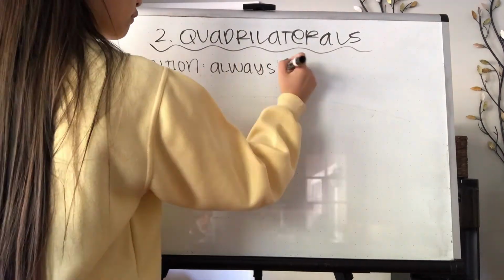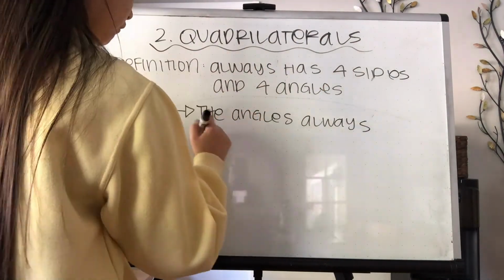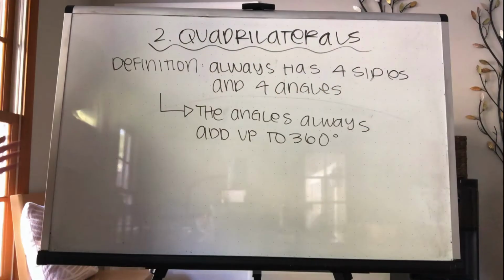Alright, the next category is quadrilaterals. And the definition of a quadrilateral is that it always has 4 sides and 4 angles, and the angles always have to add up to 360 degrees.